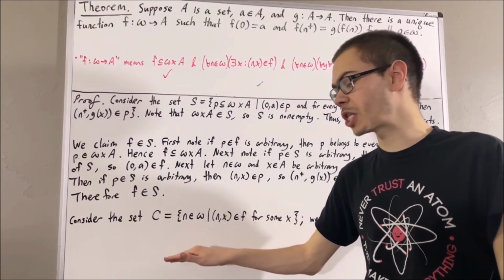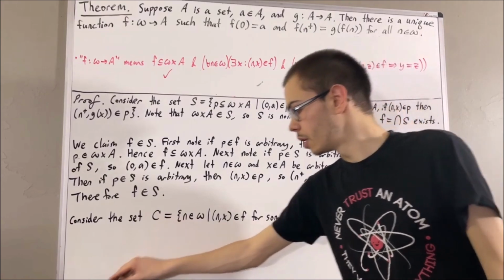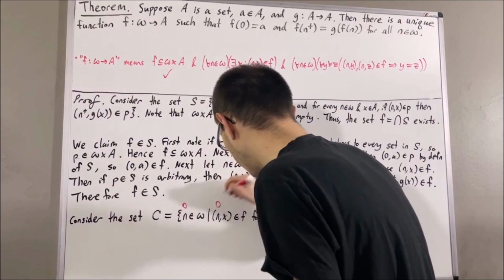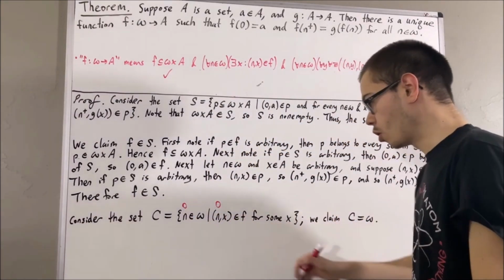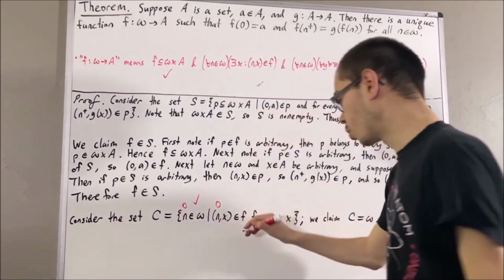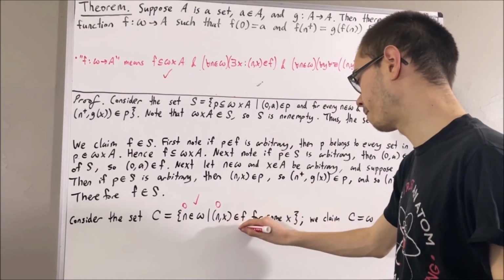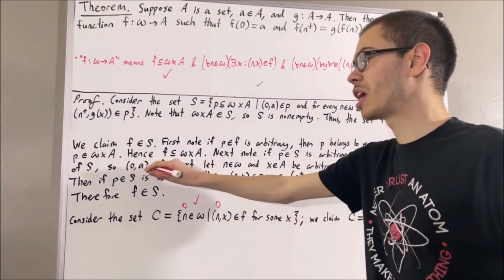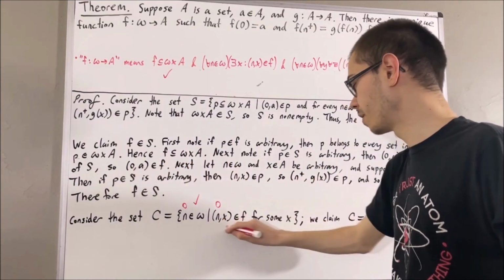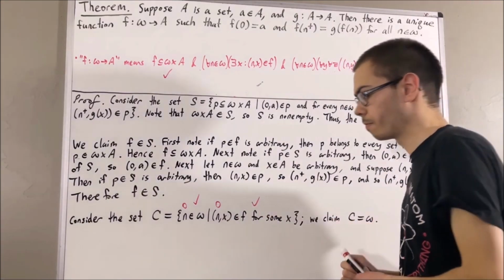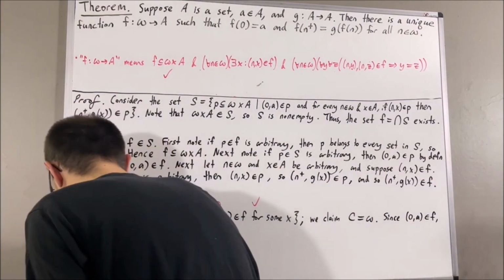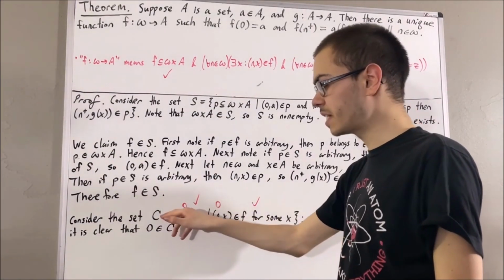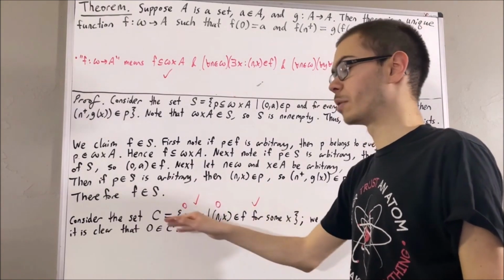So let's start out by showing 0 is an element of C. To show that 0 is an element of C, we need 0 to satisfy these two statements. Well, we know that 0 is a natural number, so what's most important is that we prove 0 comma x is an element of F for some x. Well, actually, we know that 0 comma a is an element of F, so this statement is automatically true as well. So now let's show if n is an arbitrary element of C, then the successor of n is an element of C.